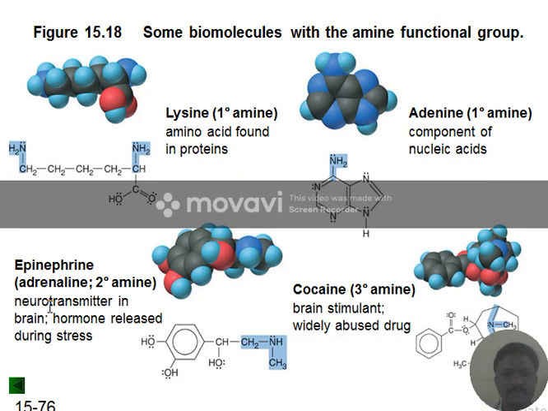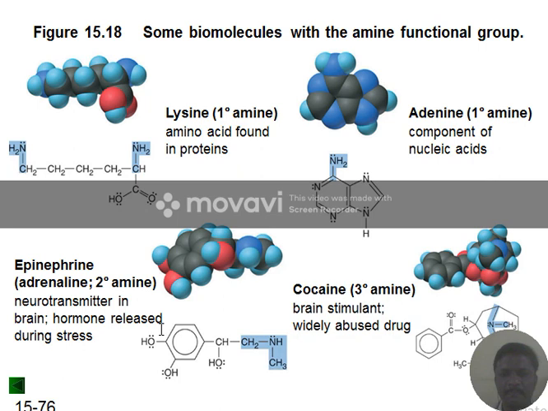Adrenaline is a neurotransmitter in the brain, the hormone released during stress. Here NH means R and R1 are directly attached to this particular nitrogen. Hence adrenaline or ephedrine comes under the second degree amine.